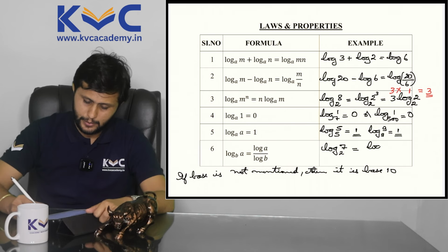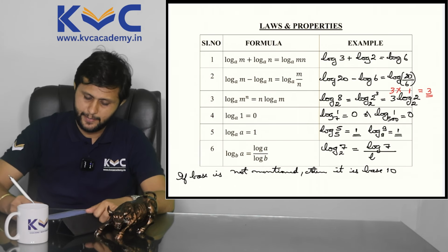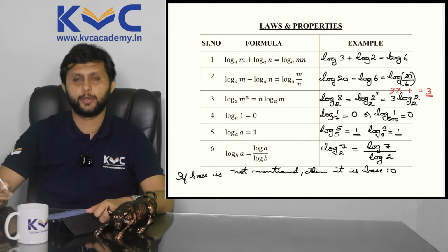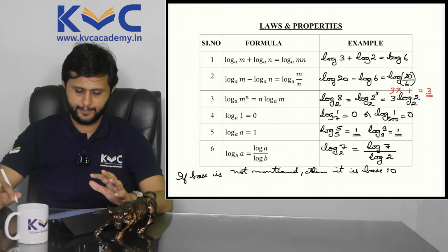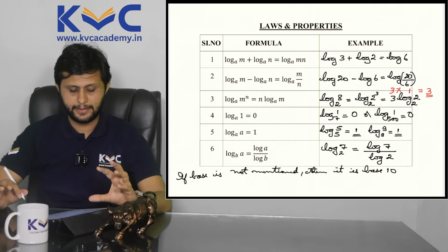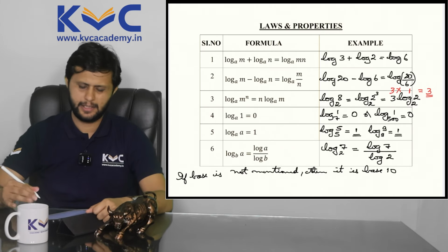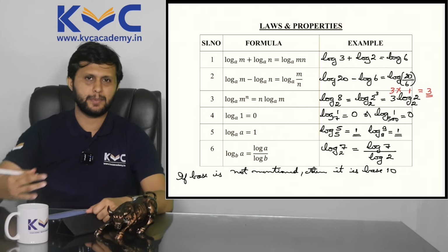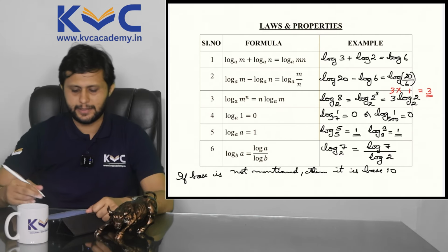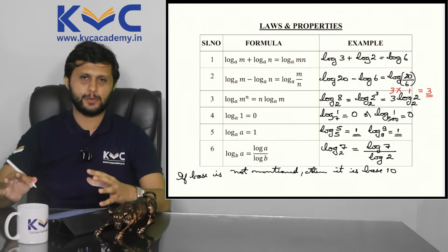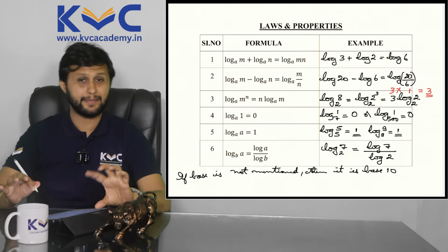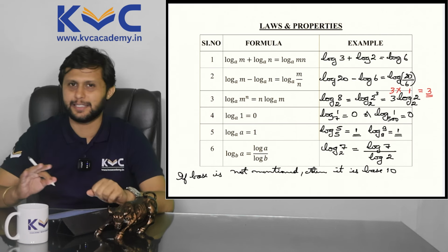One example, log 7 to the base 2. What is this equal to? Log 7 divided by log 2. That's it. You need to remember these 6 formulae. They're actually laws and properties, but we'll call them formulae because this is what we need to remember from examination point of view. This much, if you remember, I think 70% of logarithm is done.